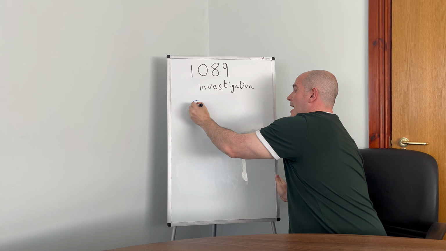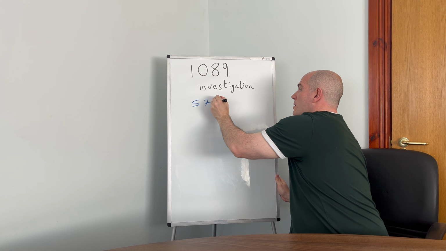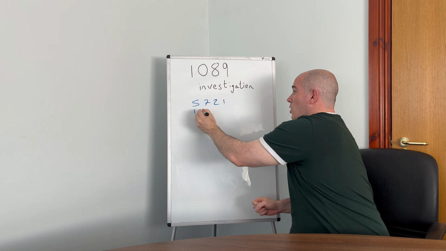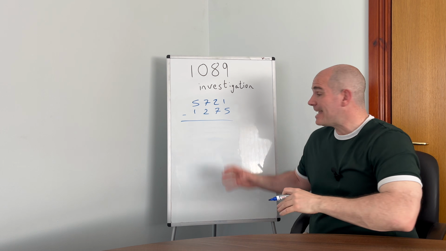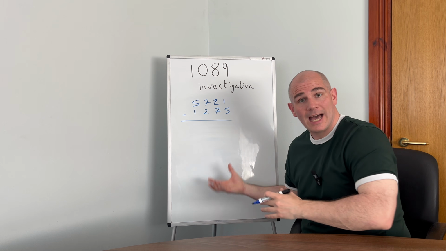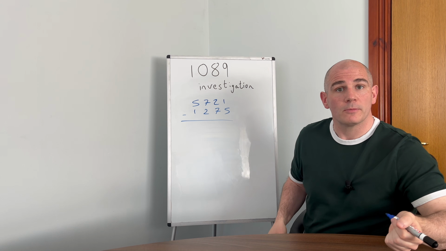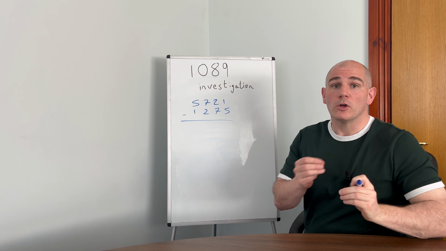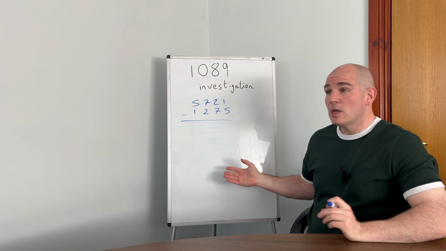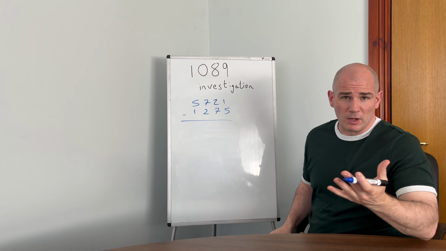So perhaps something like 5, 7, 2, 1. And then you could reverse it to be 1, 2, 7, 5. And then you could subtract them, get that answer, and then reverse it and add it, and you'll find you get a particular answer. And with the 4-digit numbers, there are actually 3 different possible outcomes you can get for your final answer. I'll show you the 3 possible options now.